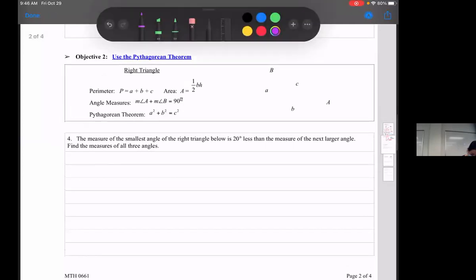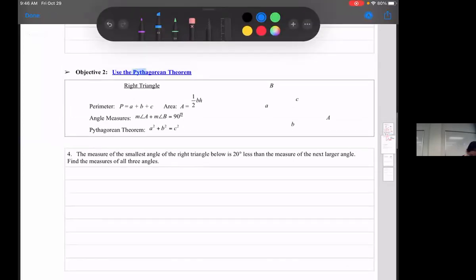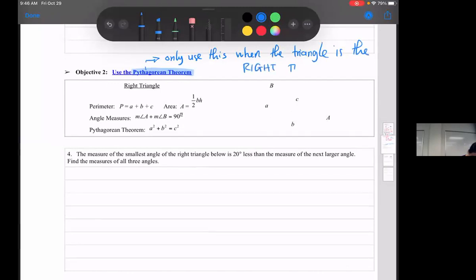So let me put a little note here. Make sure you don't use it everywhere. Only use this when the triangle is the right triangle, meaning one of the corners is 90 degrees. If it's not a right triangle, then don't use this.